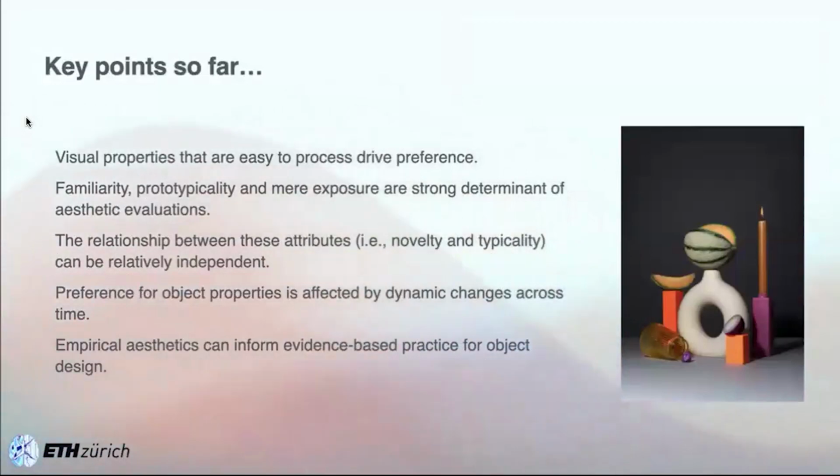We see that familiarity, prototypicality, and mere exposure are really strong determinants of aesthetic evaluations, and that the relationship between attributes such as novelty and typicality can be relatively independent and sometimes hard to square together. Preference for object properties does change across time, as we can see from that car example. And empirical aesthetics can very much inform evidence-based practice for object design.